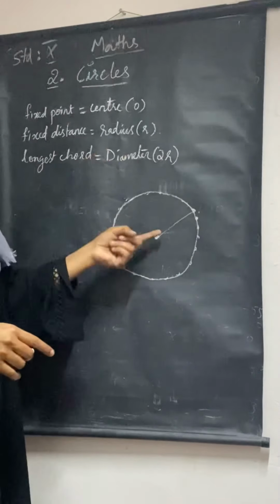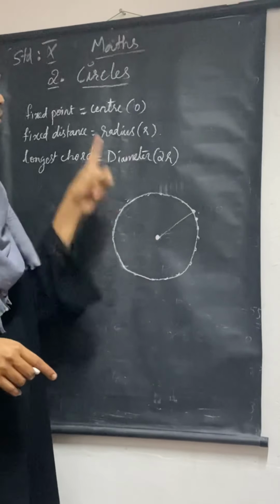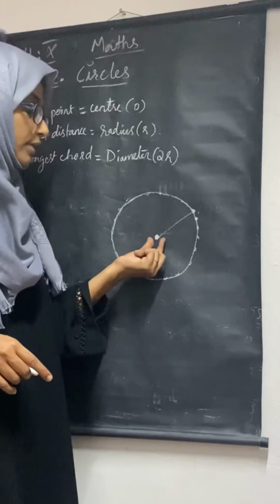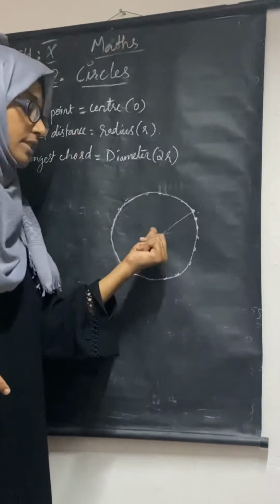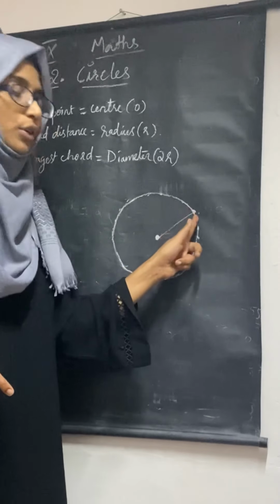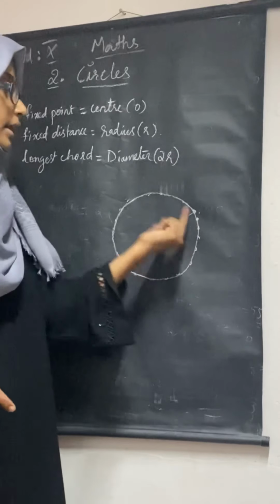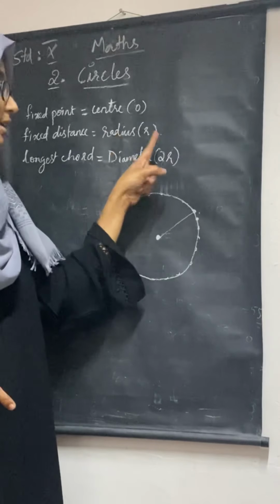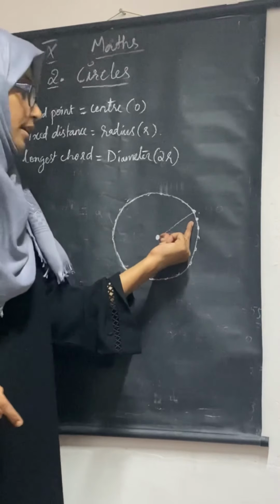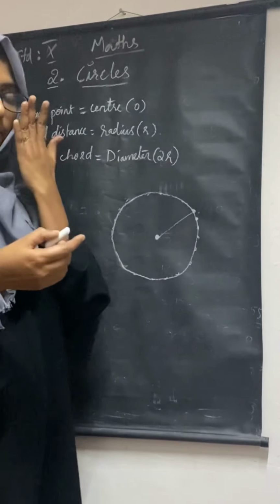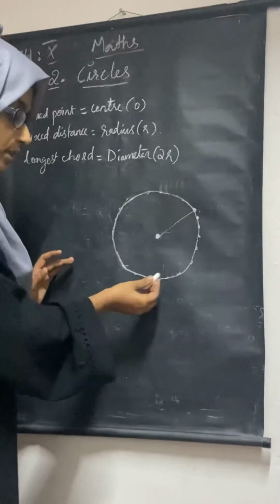So you can see here a fixed point. Which is the fixed point? It is the center actually. You all know the center, which we usually denote as O. Now what is the fixed distance? Fixed distance means from here to any point of the circle. What is the name for that? It is the radius, which I can take as r, small r. So this is the fixed distance or radius. These are the main things you all know about the circle.